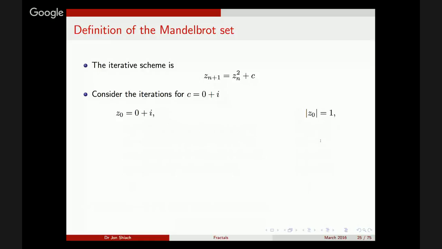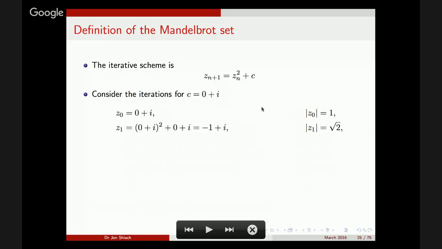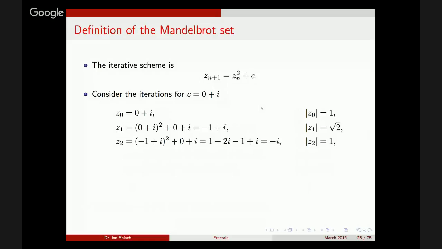What about the number i? I've got the number 0 plus i in complex terms. So z0 is 0, z1 is 0 plus i. Square that, add i to it. So i squared is minus 1. Add i to it is minus 1 plus i. And the modulus of that is root 2: 1 squared plus 1 squared, square root. So you've got minus 1 plus i. If we square that, we get 1 minus 2i minus 1, plus i. Remember, when we square it, we're multiplying it by itself. And so we end up at minus i, and the modulus of that is 1.